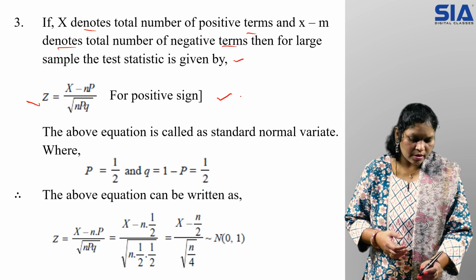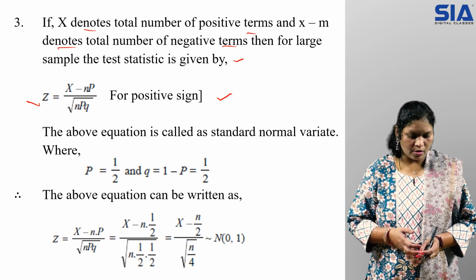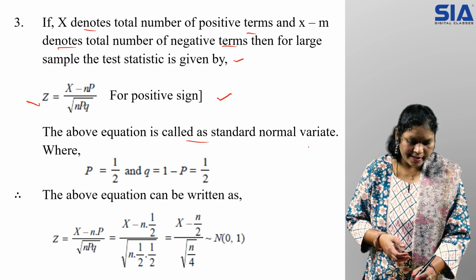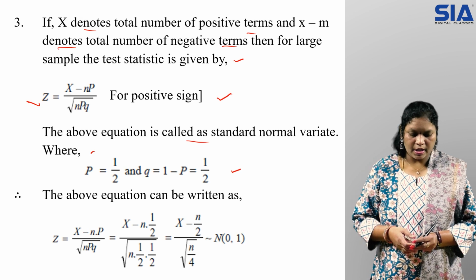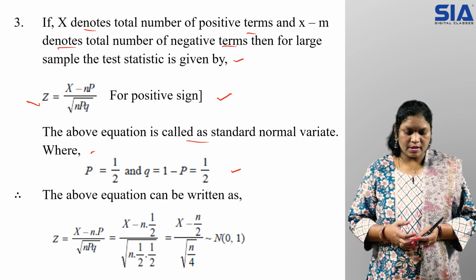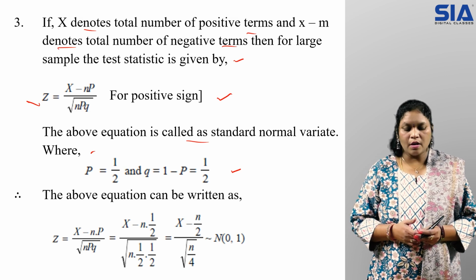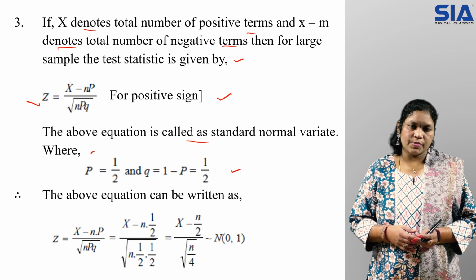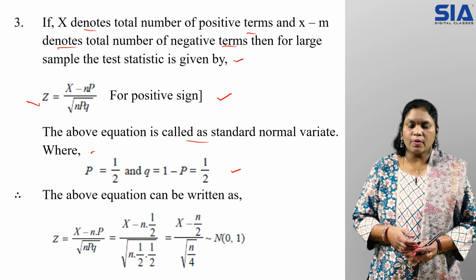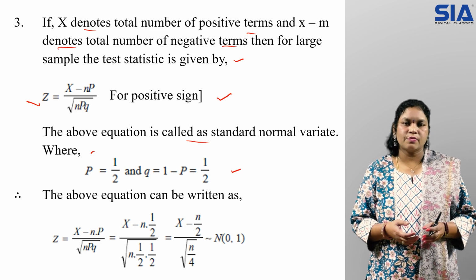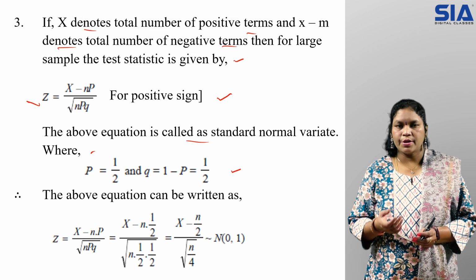So for the positive sign, this becomes the formula for us. So what are P and Q? Let us discuss that also. The above equation is called the standard normal variate, where P is equal to 1 by 2 and Q is equal to 1 minus P. I just now said it is in terms of absence and presence, like success and failure. So we are going to handle this Z formula as the normal variate formula, where P is equal to 1 by 2 and Q is equal to 1 by 2. Equal chances, 0.5, we have specified, right? So P is equal to 1 by 2 and Q is equal to 1 by 2 you will get.